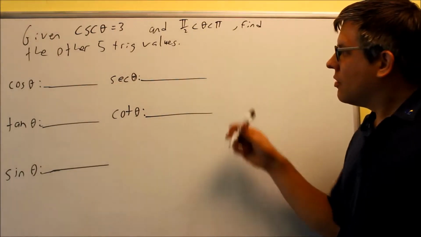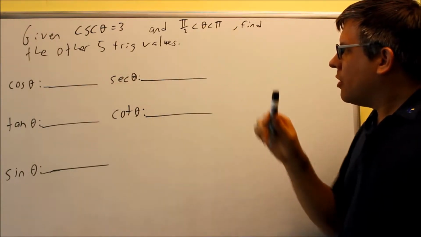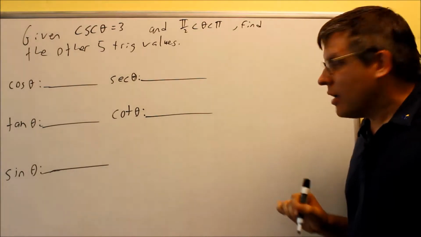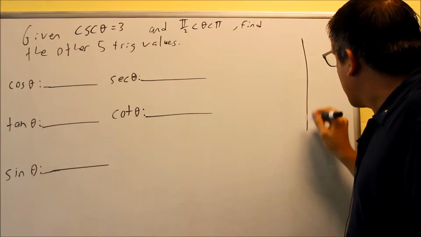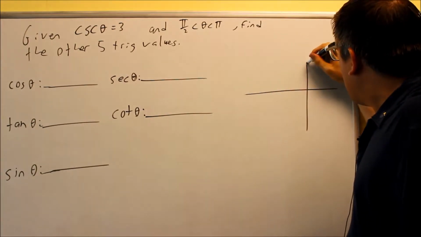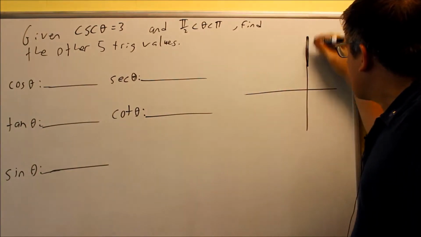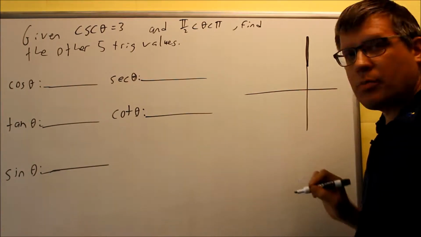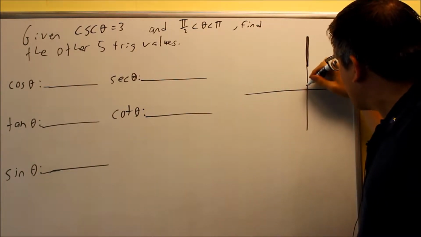Okay, for the next one, they tell us that we're between pi over 2 and pi. So if we're trying to figure out what quadrant that's in, that's going to be the second quadrant. Your pi over 2 would be this line right here, and this line is going to be your pi. So we know it's going to be drawn here in the second quadrant.